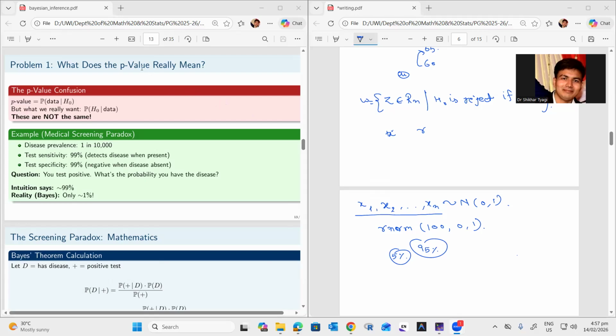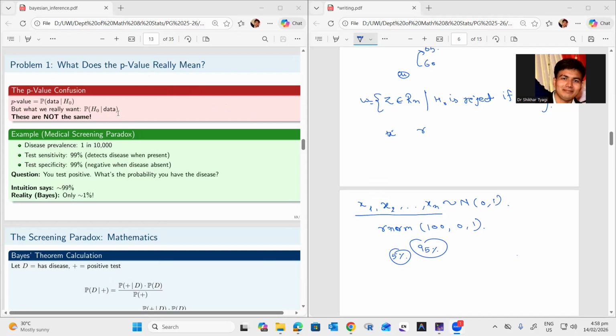So what does the p value really mean here? In the p value, what is the confusion that arises? The p value is basically the probability of the data given H naught, but what we really want is the probability of H naught given the data, and both of them are not the same. So we understand it by the following example.